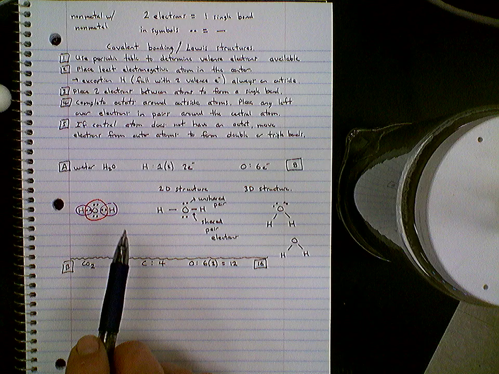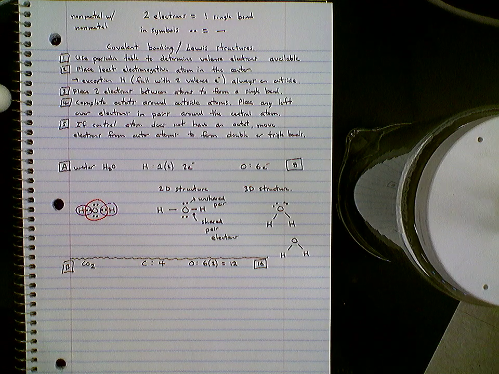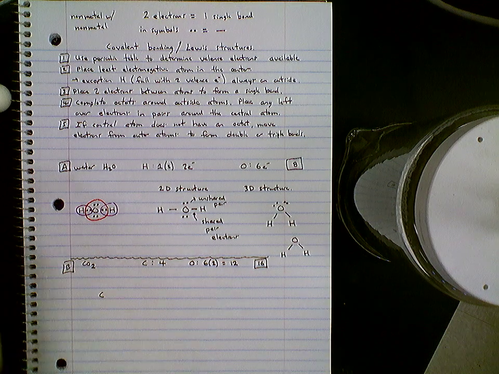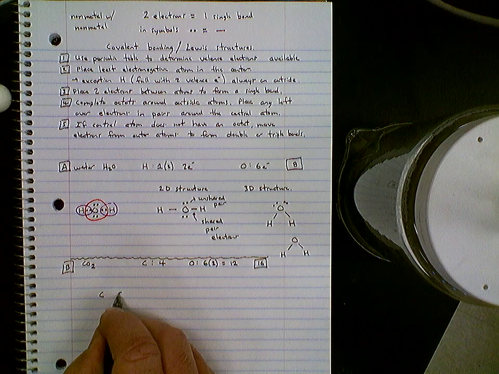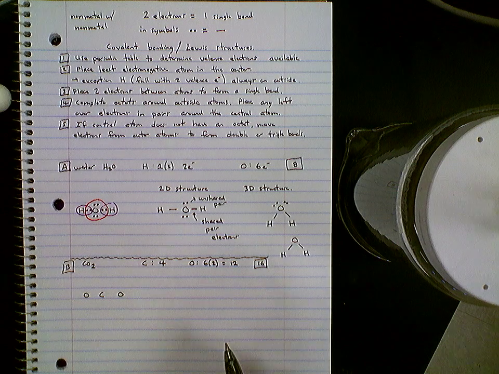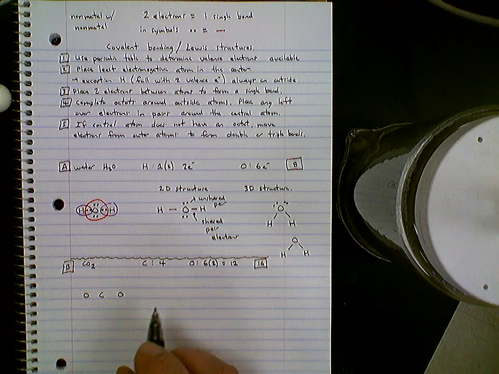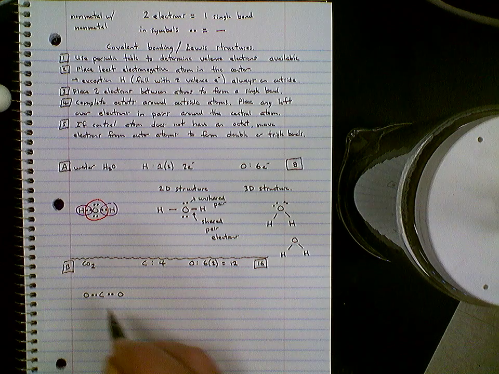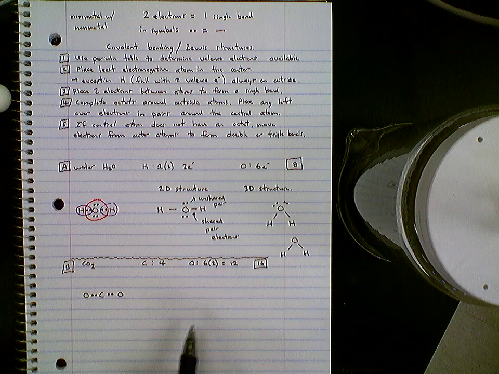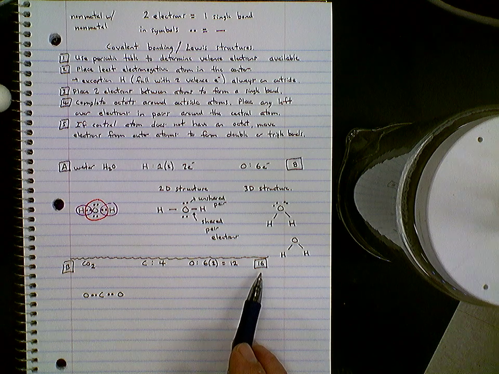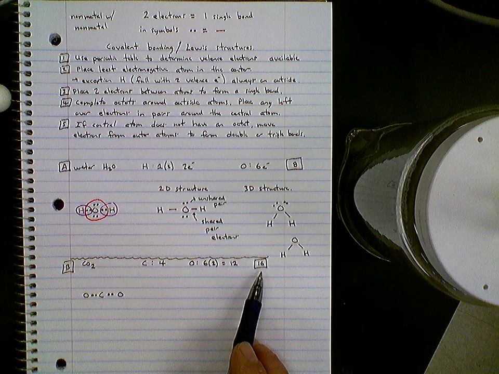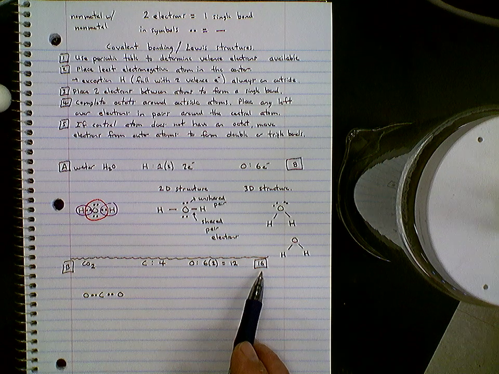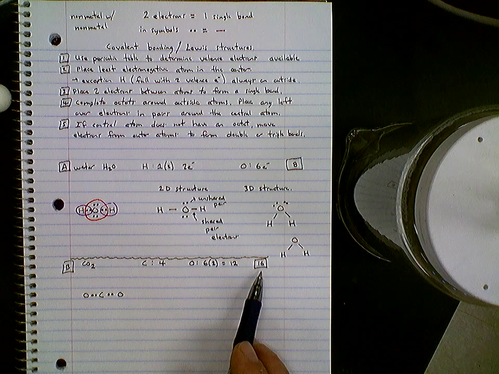Okay, rule number 2, the least electronegative atom in the center, and that is carbon. We put oxygens on the outsides. We place 2 electrons between the atoms to form a single bond, so we're going to go 1, 2, 1, 2. We've used 4 electrons and we have 16 total, so we have 12 left.